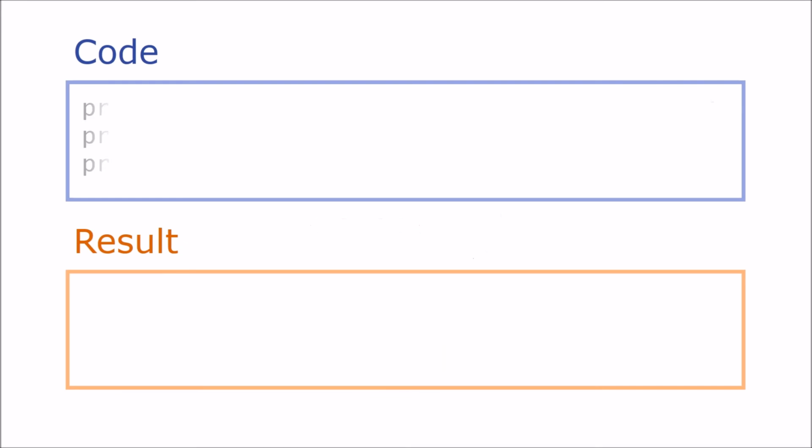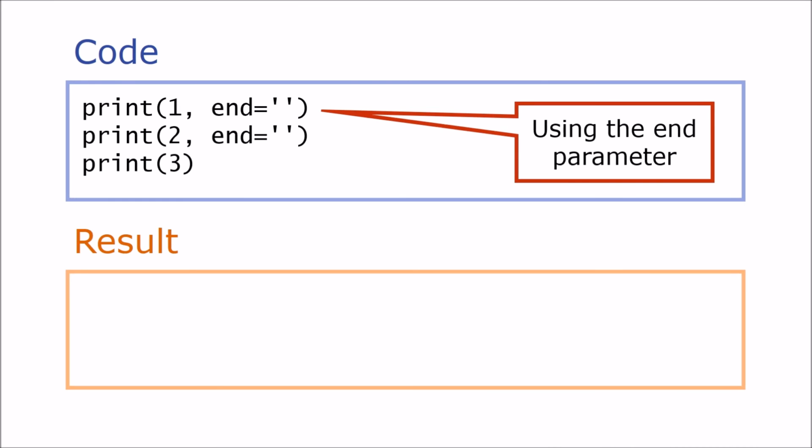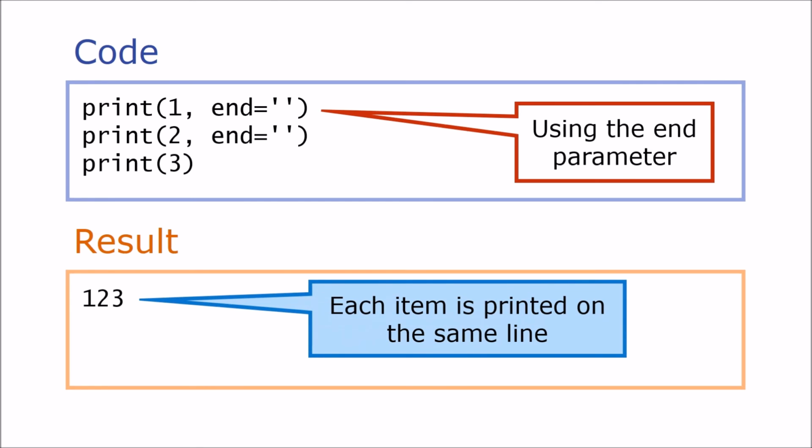Sometimes you want to use several print statements but have them all print out on the same line. You can use the end parameter for this. If you set end to an empty string, the separate prints will all appear on the same line.